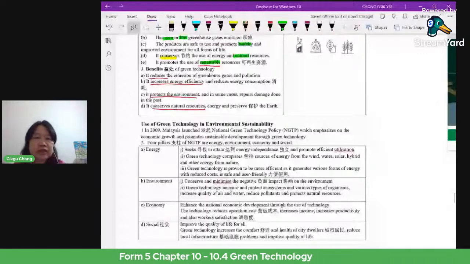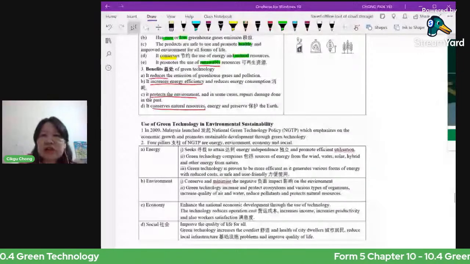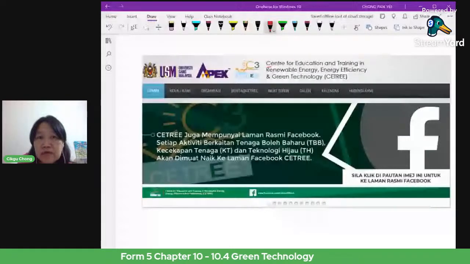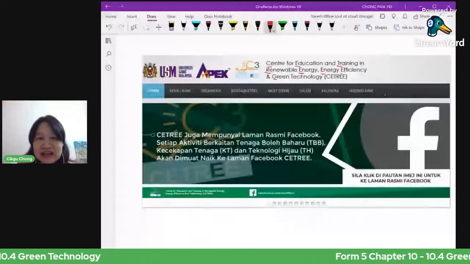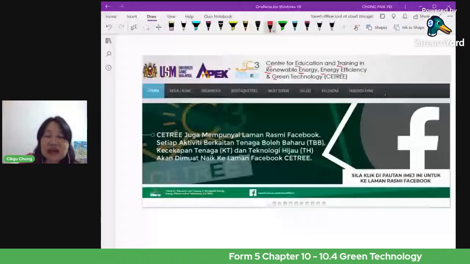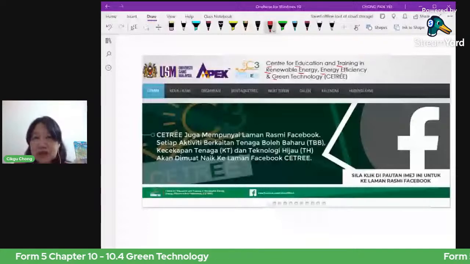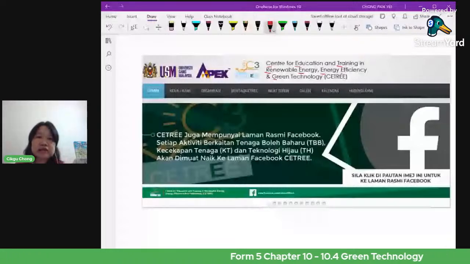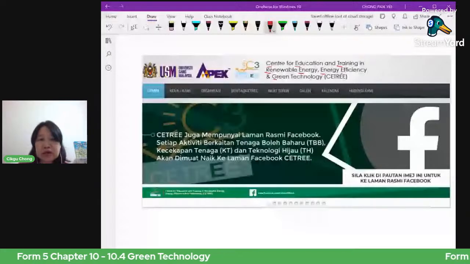Okay, I'm sure you have heard of it before. It's called CETRE, which stands for Center for Education and Training in Renewable Energy, Energy Efficiency, and Green Technology. This is a government agency, right? The headquarters is in USM in Penang, Universiti Sains Malaysia. Okay, on its website, type CETRE, you have a lot of materials here.